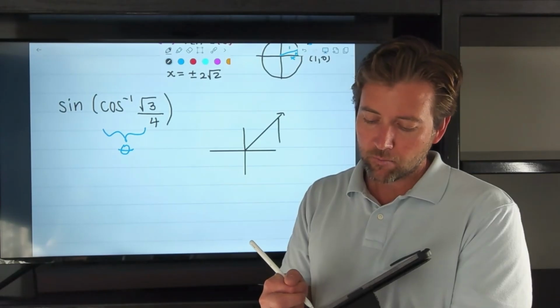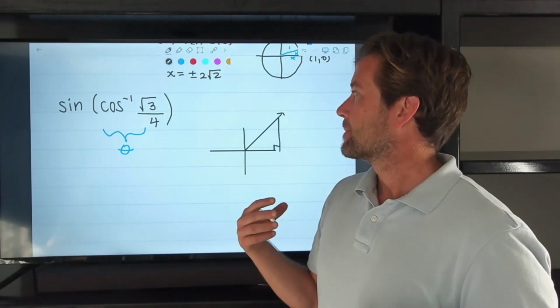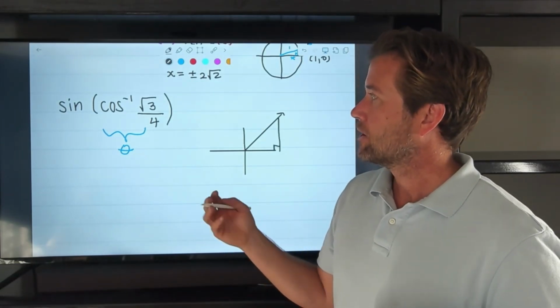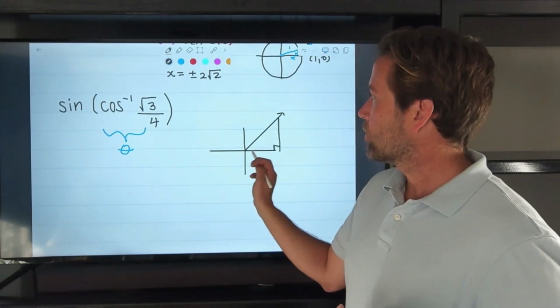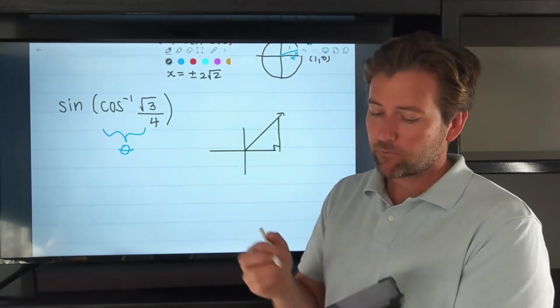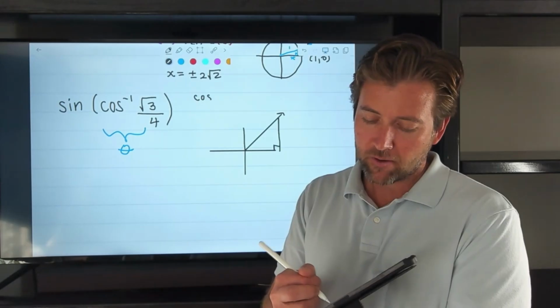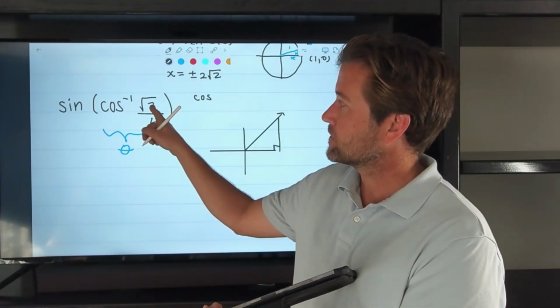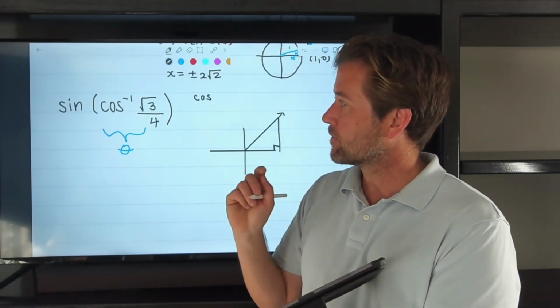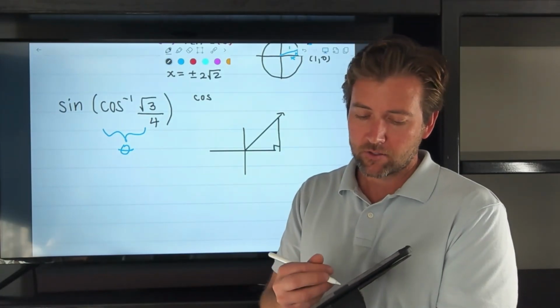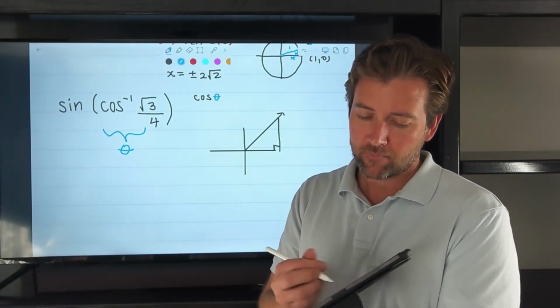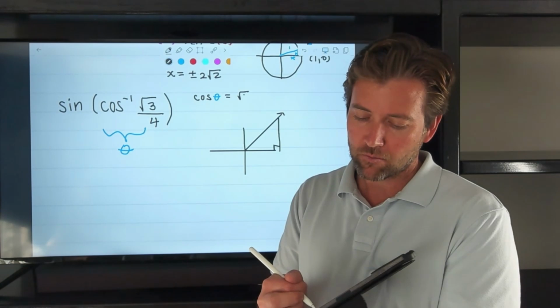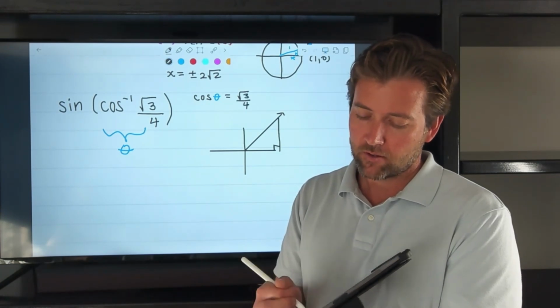Now, I would prefer not to make this x coordinate square root of 3 over 4. I'd prefer to go with a hypotenuse. Let's call this square root of 3 the adjacent side and the 4 the hypotenuse on the right triangle. So cosine of theta equals the square root of 3 over 4.